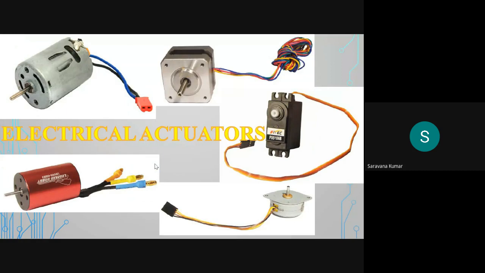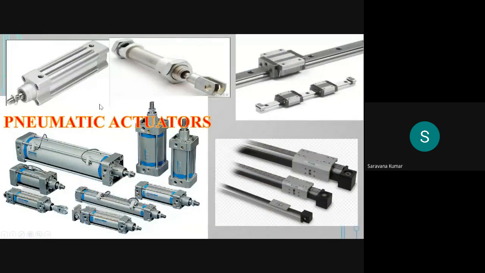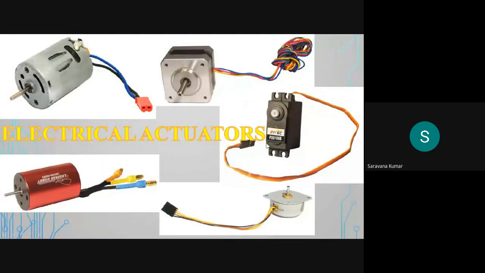Here are some of the outputs, that is, actuators. Very few examples here: DC motor, stepper motor, and servo motors. This is a small stepper motor, and this is a BLDC motor. This is used for very small applications like paper cups. Wherever the load is lesser we use these, and up to 1000 HP motors, likewise, to control automation electromechanical devices.